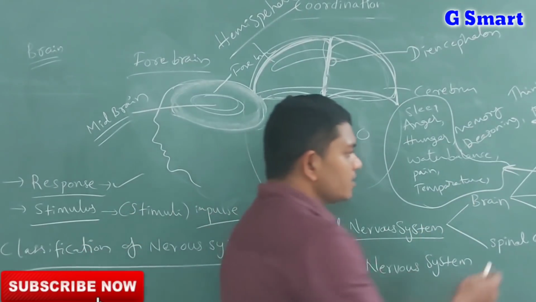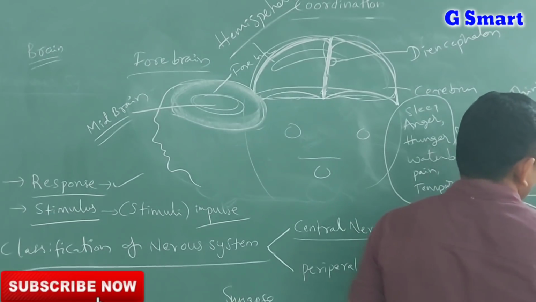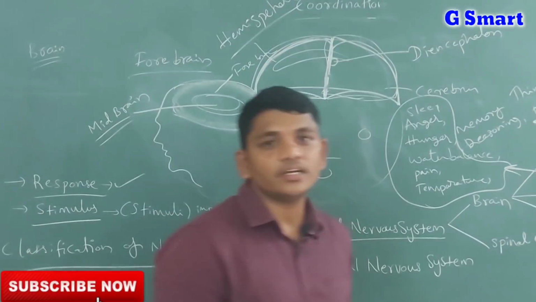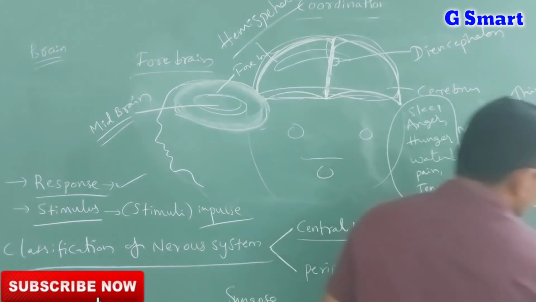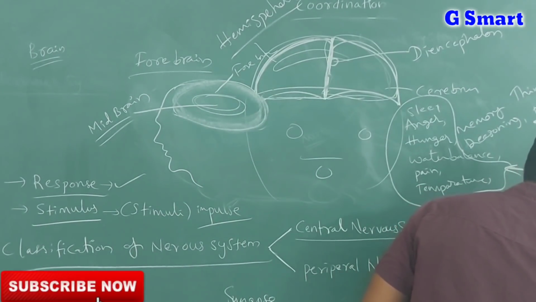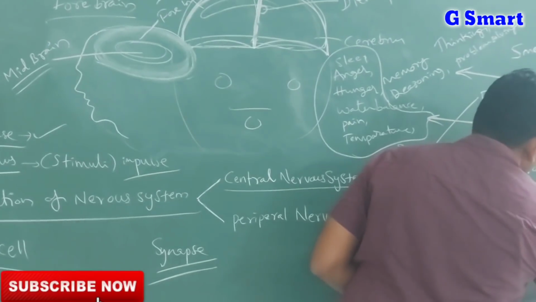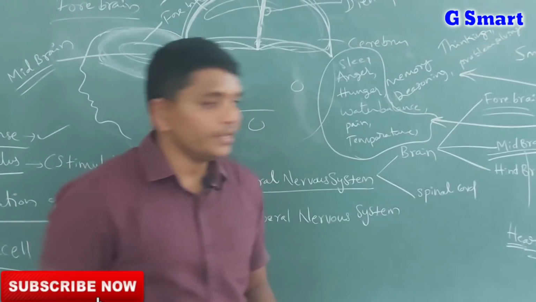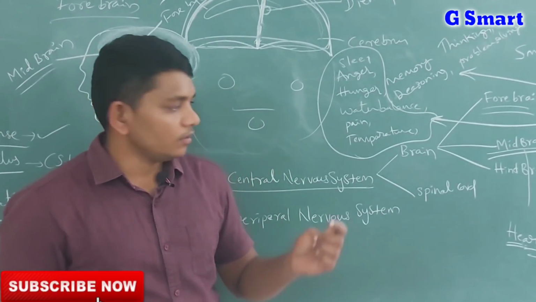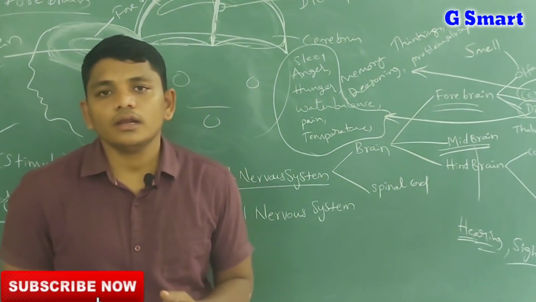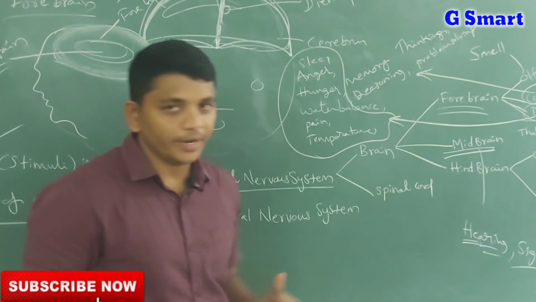So this is a reaction center for hearing, and also sight. So sight and hearing are happening due to the midbrain. Sight and hearing are due to the midbrain.